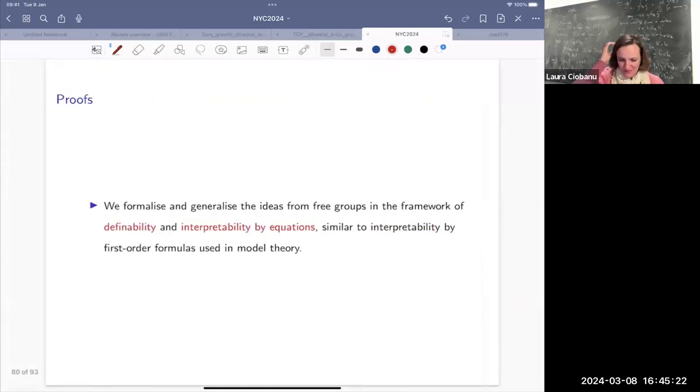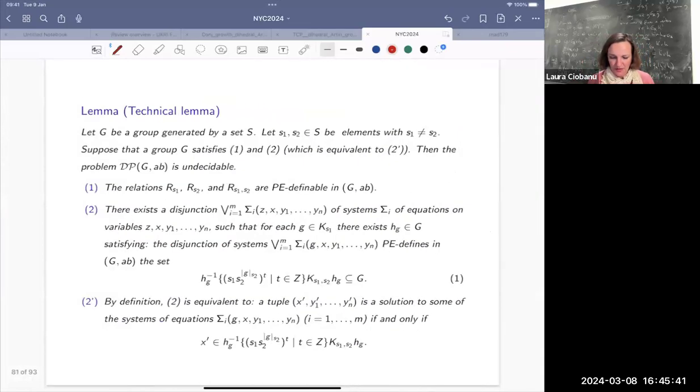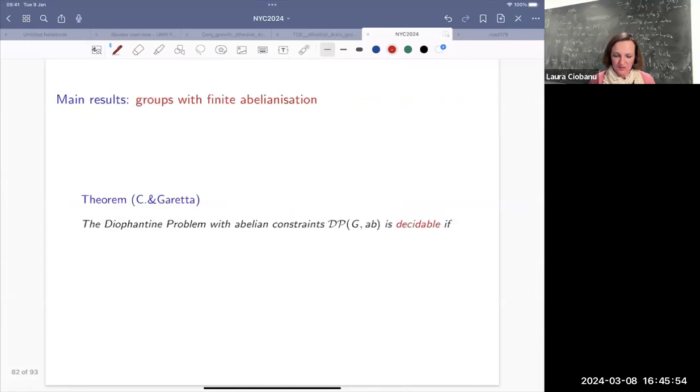So the point is that we took the ideas from Büchi and Senger, we formalized them and we generalized them using, as I said, this interpretability by equations. And that's how you reduce a problem to another. And this is the scary lemma, where we need all kinds of relations about exponent sums and so on. If you have these things happening in your group, then you can prove the two main results we have. And now I think I have maybe about 10 minutes.